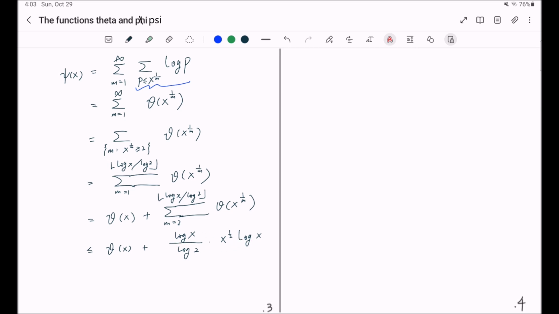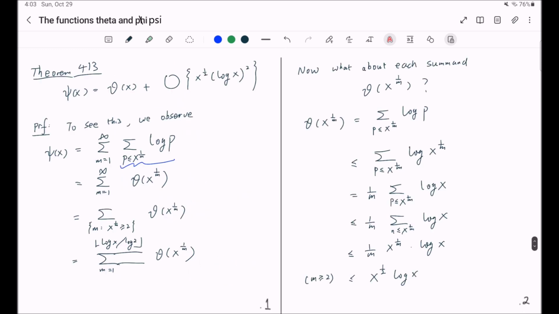But what is this? By our asymptotic notations, this is precisely an example of big O of what? Square root of x times log of x squared. Which is exactly what we need to prove in theorem 413.